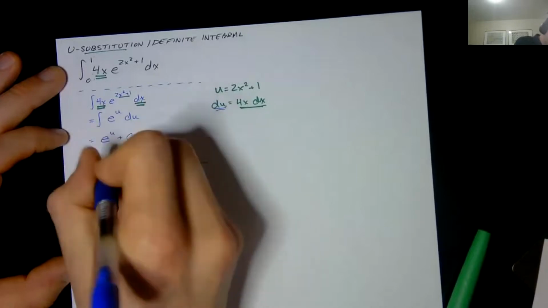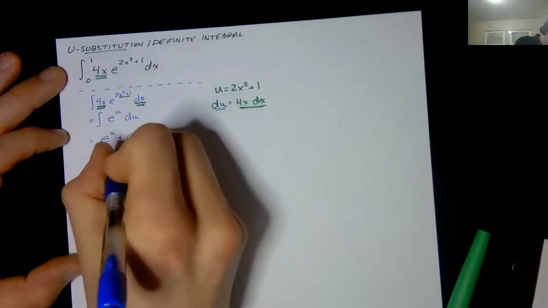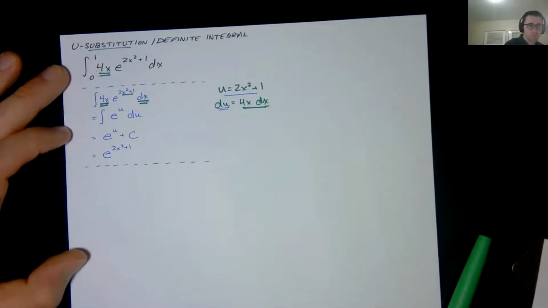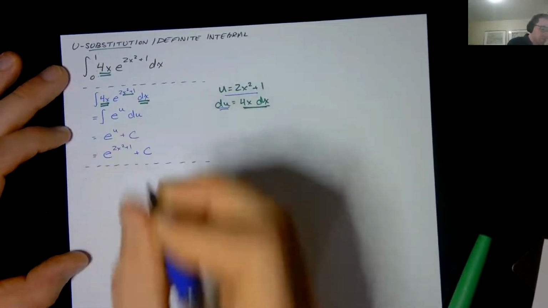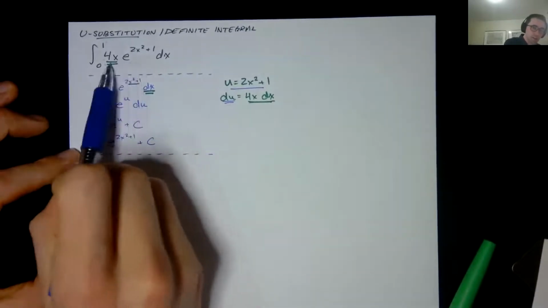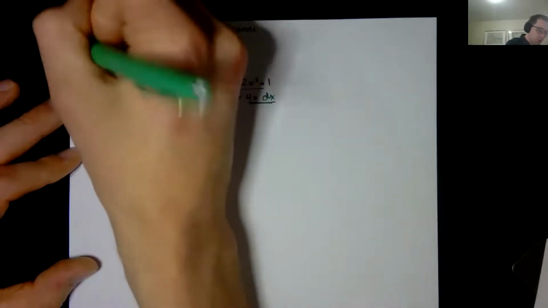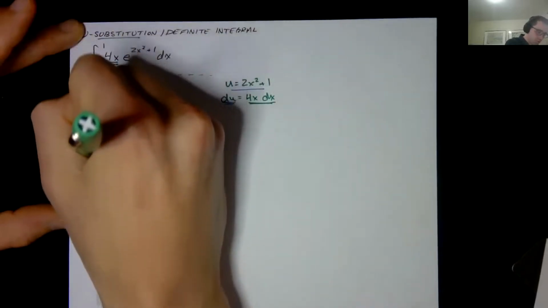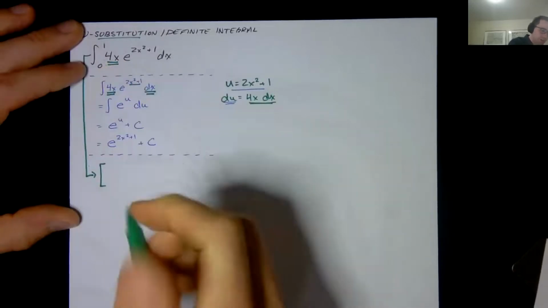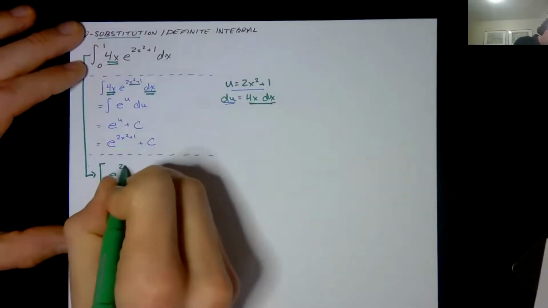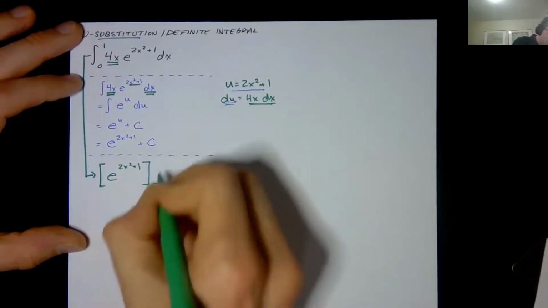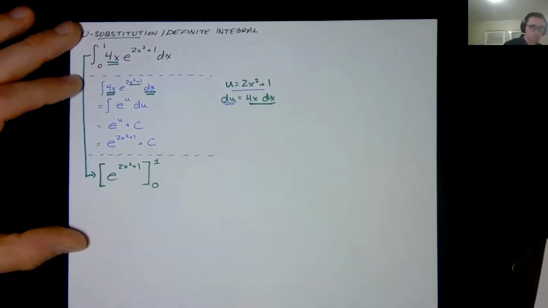Then I want to go back to x. So it'll be e to the 2x squared plus 1. Remember, I got that from up here. And don't forget your plus c. Okay, so with that, now I know the antiderivative of this function is e to the 2x squared plus 1, evaluated from 0 to 1.